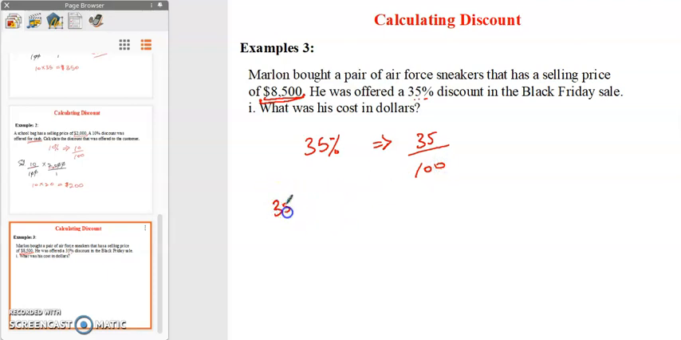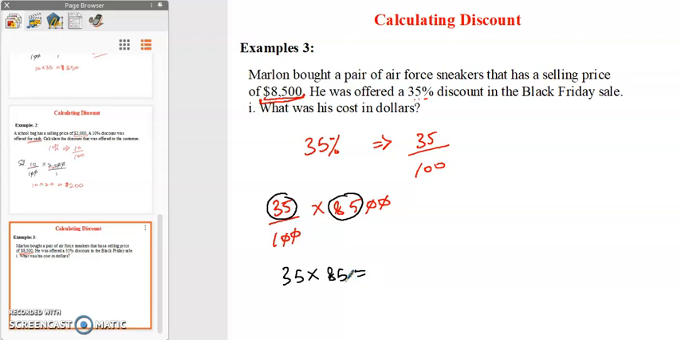So 35% times 8,500. So in this case, these zeros can cancel. This can also cancel. Now we are left with 35 and 85. Right? 35 times 85. Let me plug this in my calculator and see what I get.